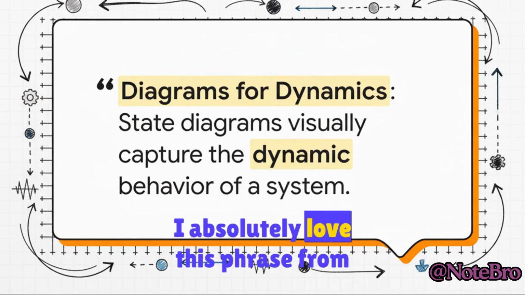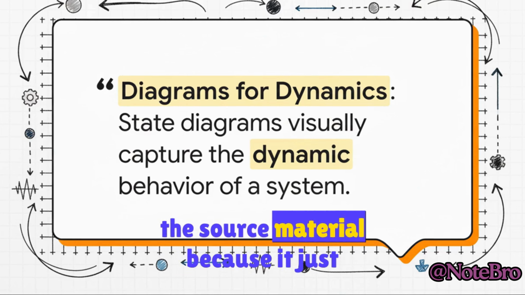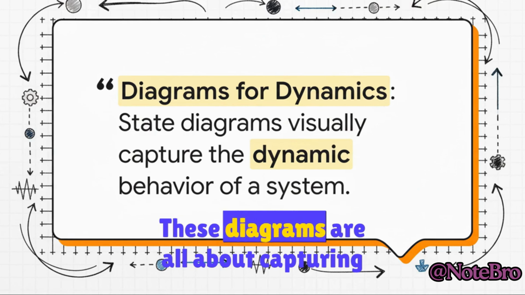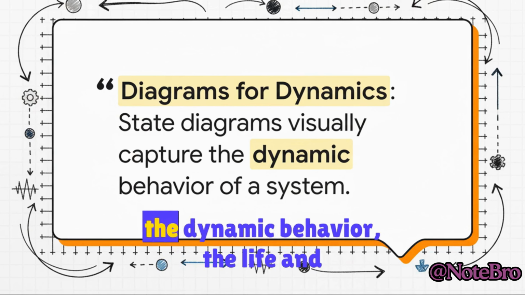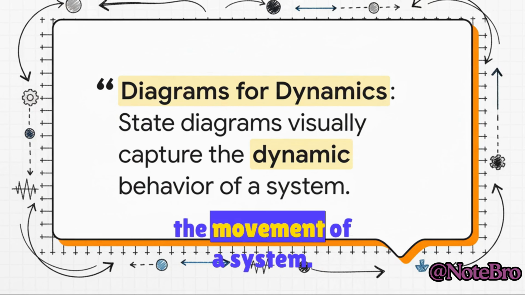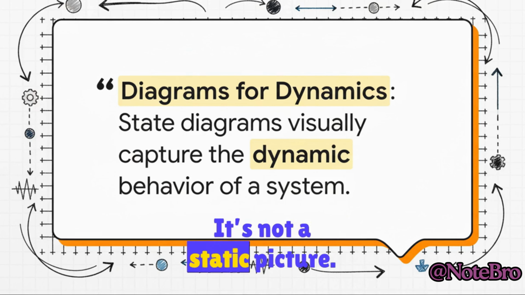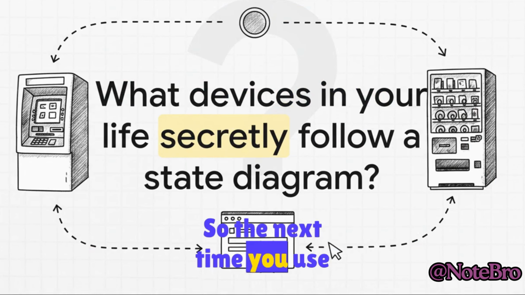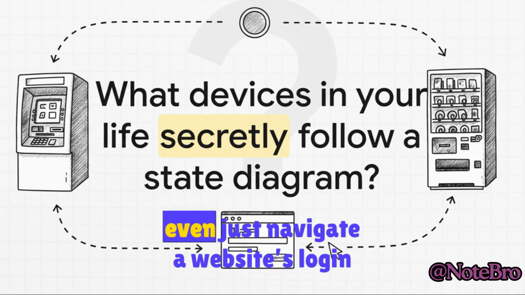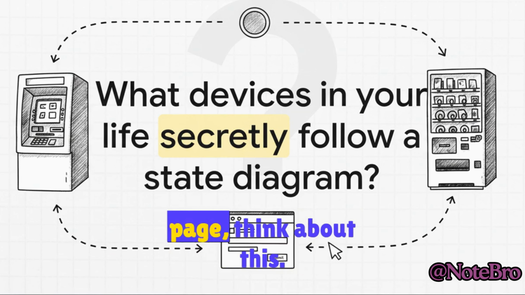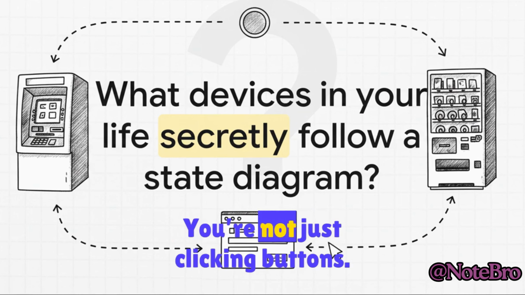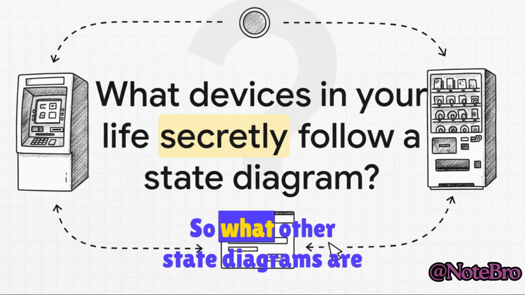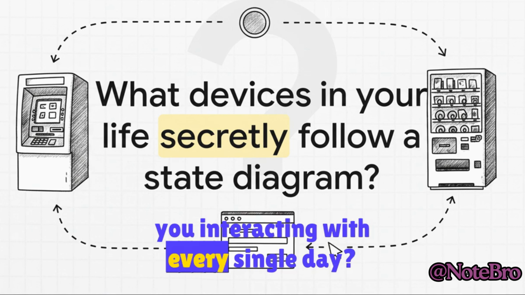I absolutely love this phrase from the source material because it just perfectly nails the core benefit here. These diagrams are all about capturing the dynamic behavior, the life and the movement of a system. It's not a static picture, it is a blueprint for action. So, the next time you use an ATM, a vending machine, or even just navigate a website's login page, think about this. You're not just clicking buttons, you are walking a path on a hidden map. So, what other state diagrams are you interacting with every single day?